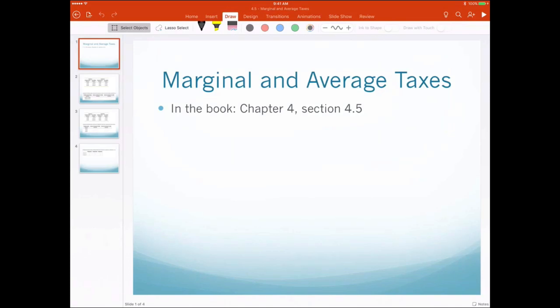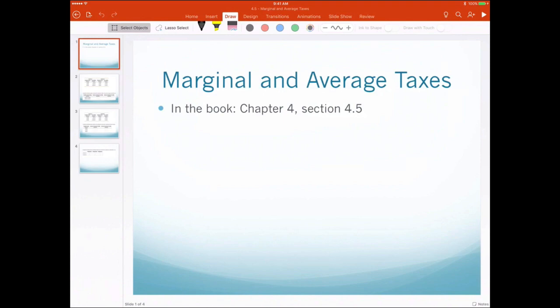In this video, we're going to talk about the concept of marginal and average taxes. There's a brief mention of this in section 4.5. This is the same section with the Laffer curve. And they talk about it briefly, but then a homework problem has all kinds of stuff on it. So I thought I would include a short video to help you with some of the concepts.